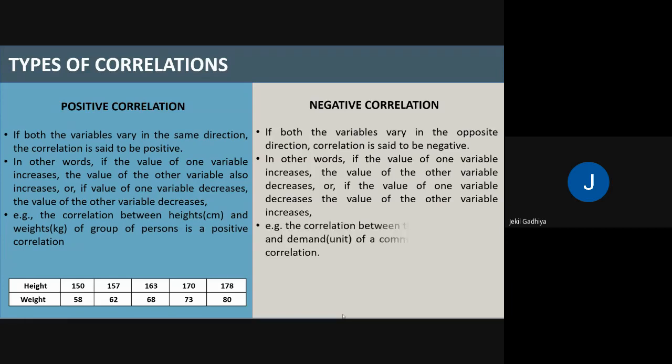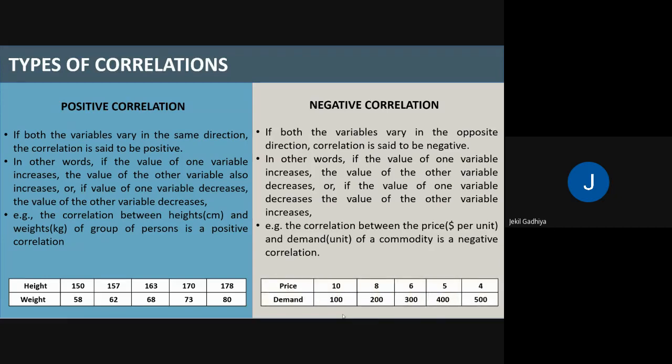And this is the example: the price and demand of a commodity. Here you can see that price will decrease, but demand will increase. So both will move in opposite directions in negative correlation, and both will move in the same direction in positive correlation. That is the difference between the two.